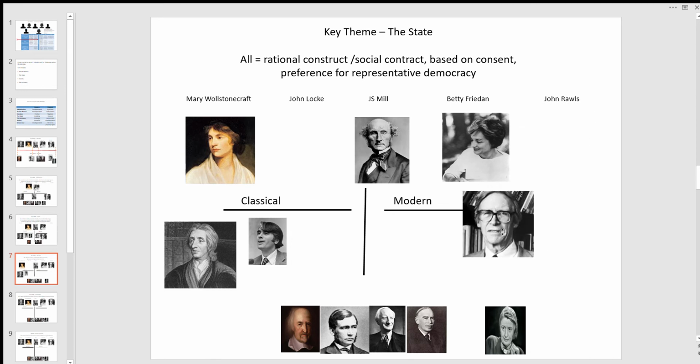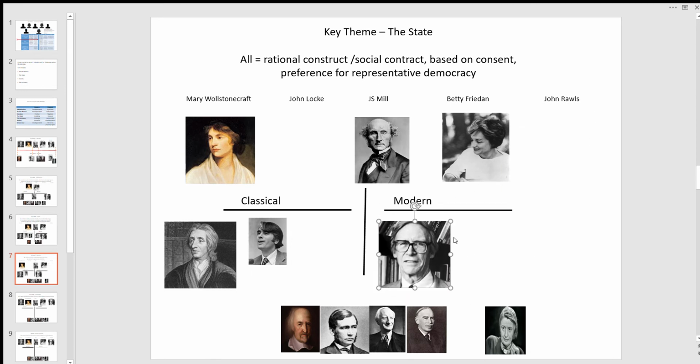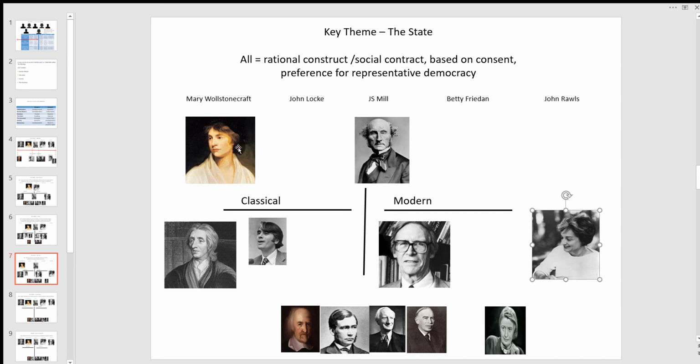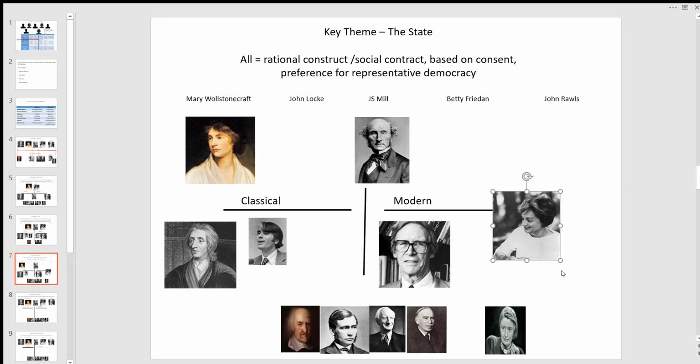Modern liberals, again, such as Rawls, would argue for an enabling welfare state linked to positive liberty, managed economy and so forth. Friedan, and to probably less extent Wollstonecraft, would also argue for an enabling state in the sense that the state should take steps to enable women to have equality of opportunity and to remove barriers and discrimination against women.